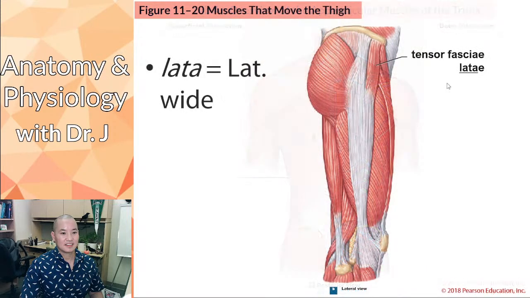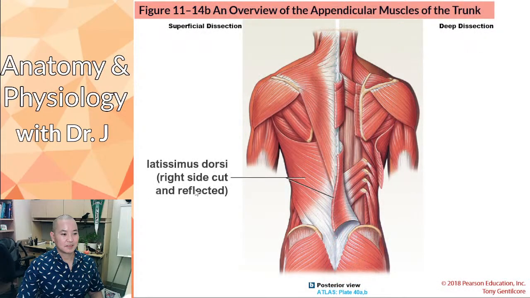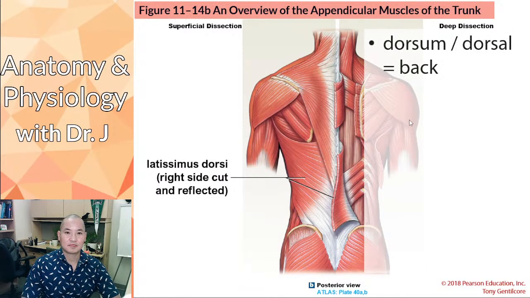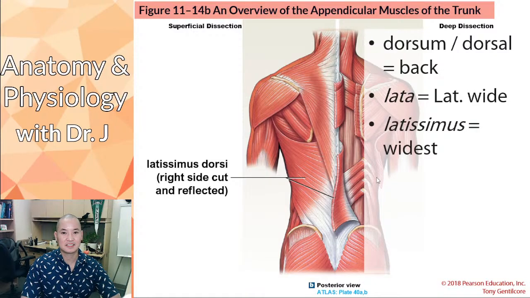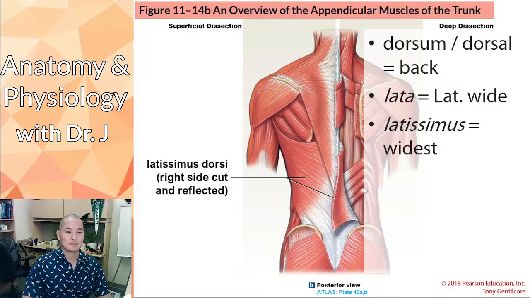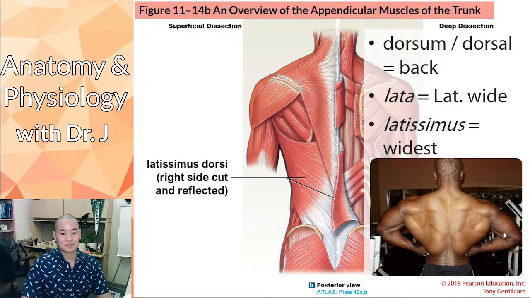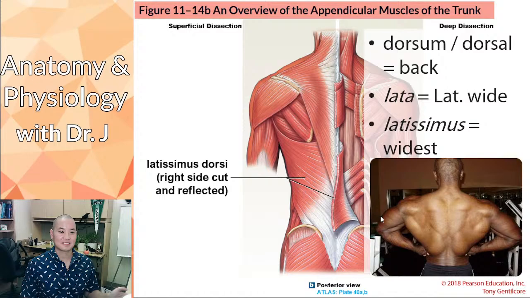So we have this lata, this very wide muscle over here, but over here we have this latissimus. So it's not just wide, it's widest. So dorsum refers to back, as we know, and lata means wide, so latissimus is widest. So just like longus versus longissimus, lata and latissimus means the widest. So this is what we're talking about with our lats. And look at this guy right here. Super wide. Look at that wingspan. So this is the widest. So think that latissimus is widest. The latissimus dorsi is the widest muscle in the body.